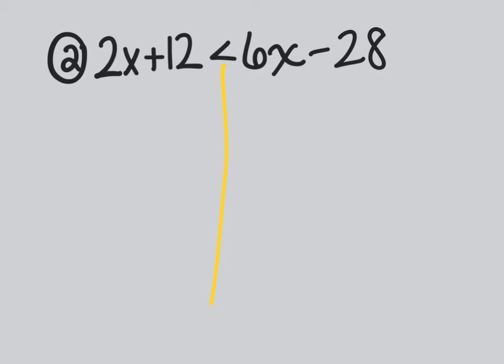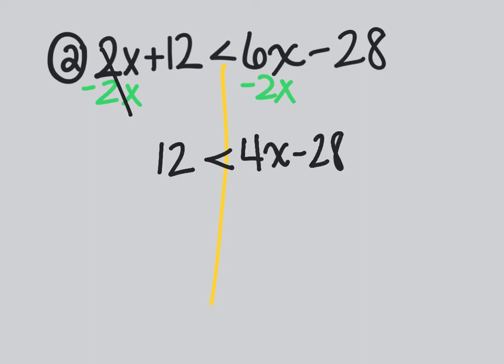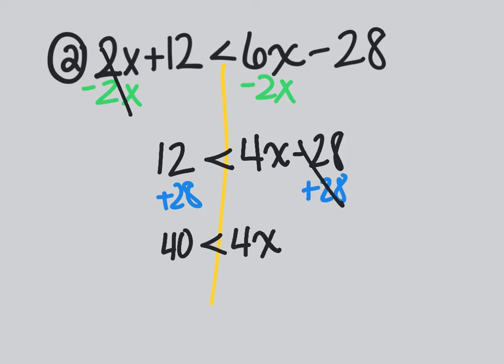So you guys might remember that we want to try to move our smaller x's first because that'll help us avoid any negatives. So I'm going to do that by saying minus 2x, minus 2x. And by doing so, that leaves me with 12 is less than 4x minus 28. Then I'm going to add my 28 to both sides, showing each step as I go. And as I do that, I am left with 40 is less than 4 times x.